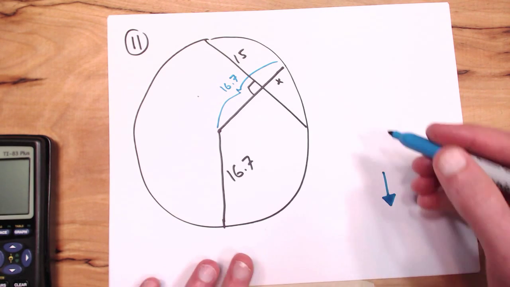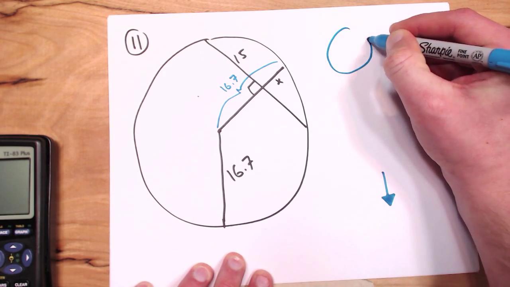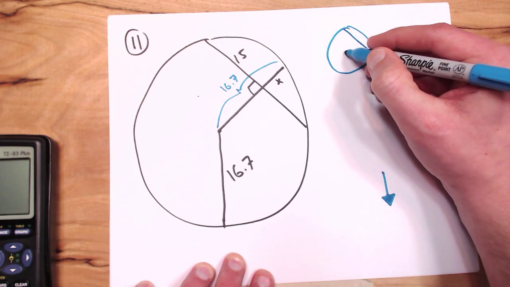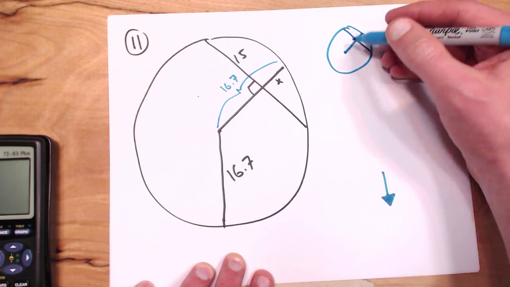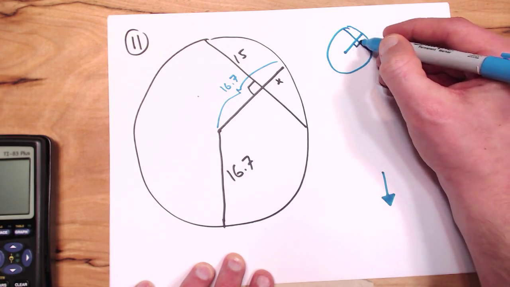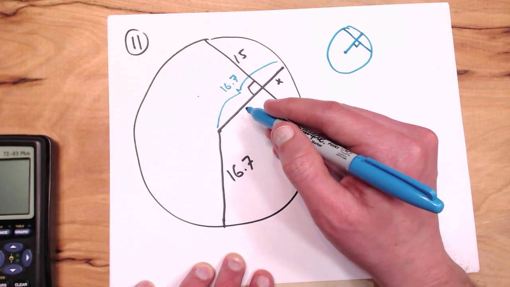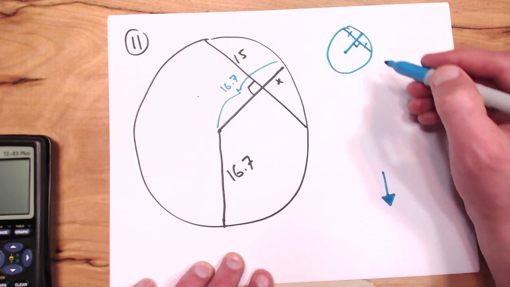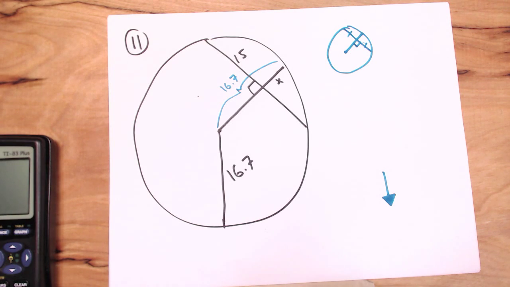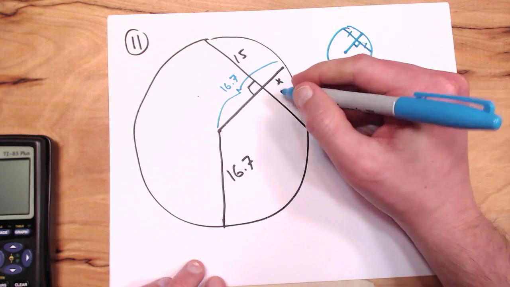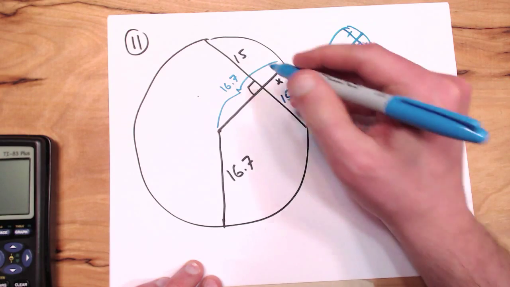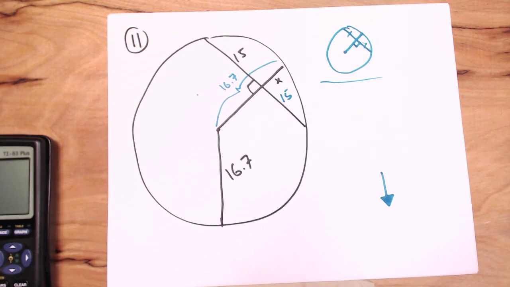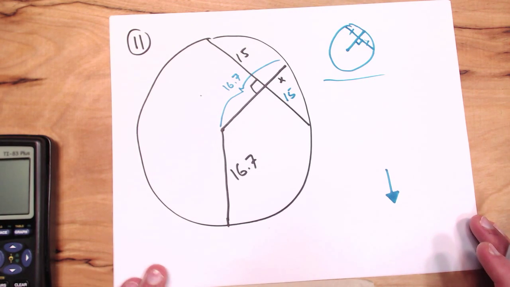Well, we know from our perpendicular bisector theorem, which says that if I have a chord like this, and I have a radius that intersects our chord at a right angle, just like this radius does, then I know that these two segments of that chord are equal. So that means this side must also be 15. So if that's 15, this is 15 because of our perpendicular bisector theorem for circles. Okay, so we're making progress.